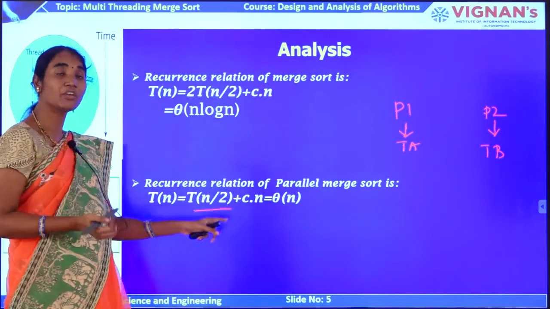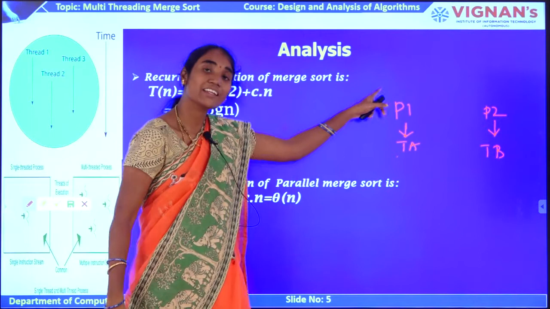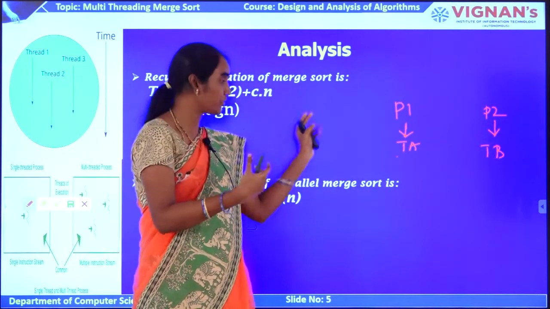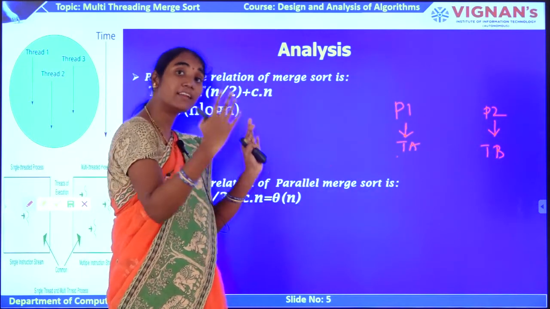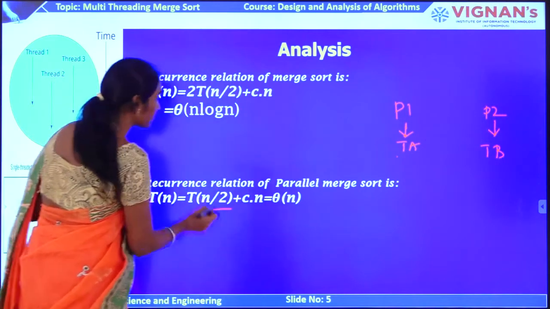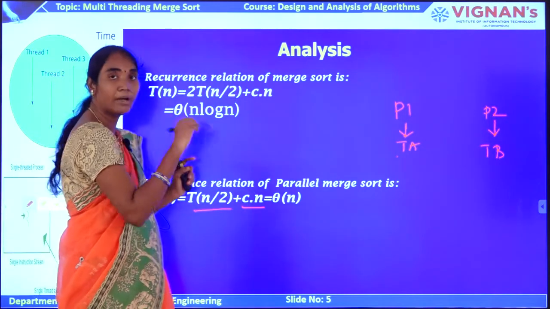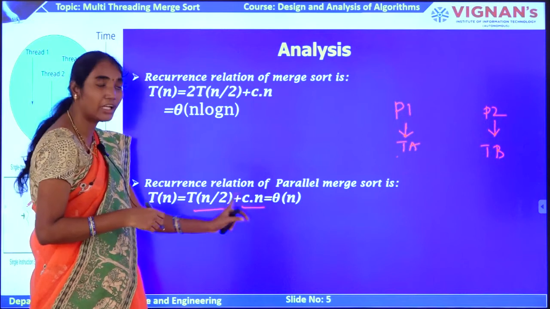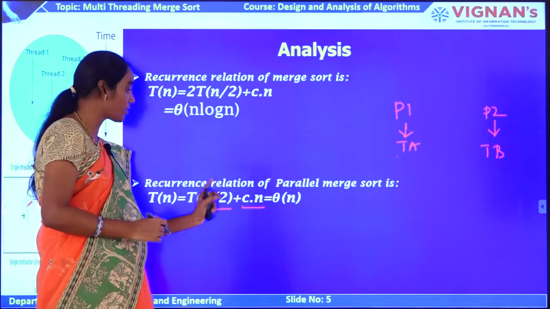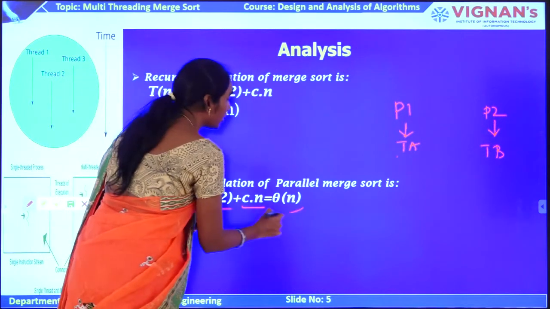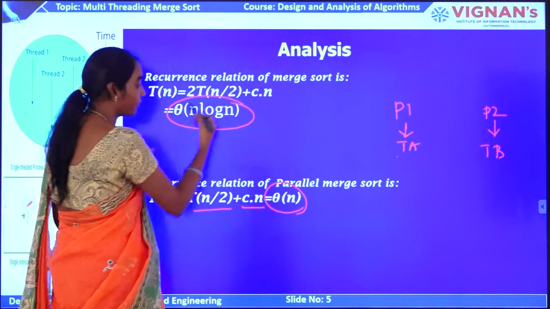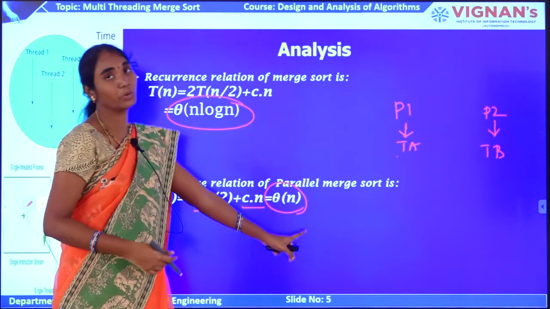Why is it n by 2? Only half list, right? Here thread A is nothing but half list, thread B is also half list, and they are executing in parallel within the same time. That's why it is T of n by 2, and Cn is for merging. So finally when I solve this by using the substitution method, I get theta of n, whereas previously it is theta of n log n. Now it is reduced to theta of n.